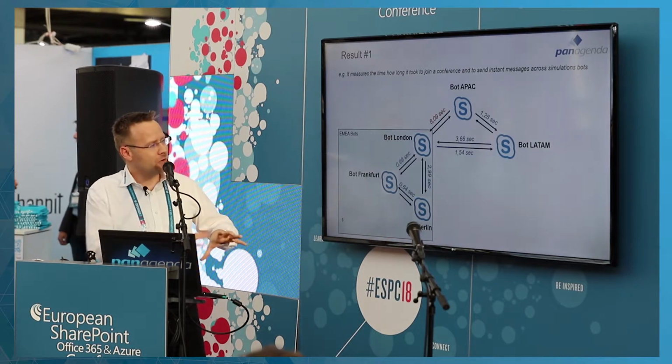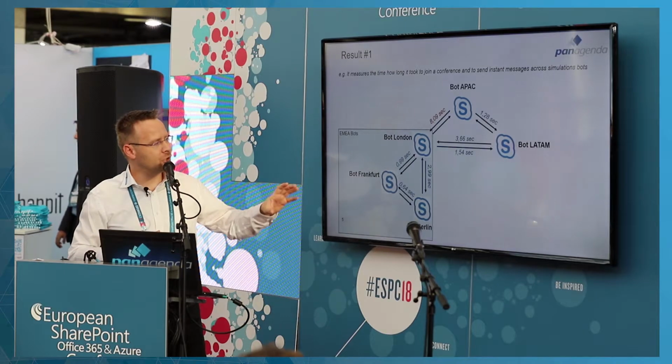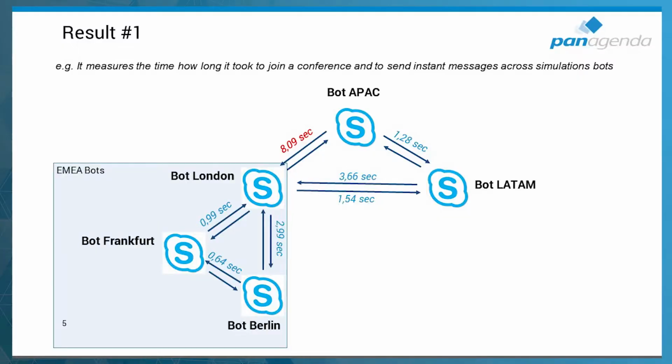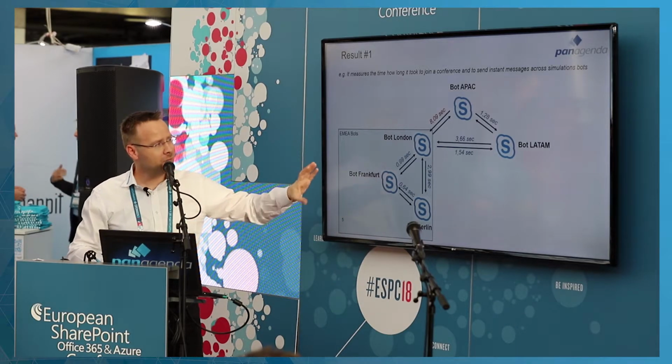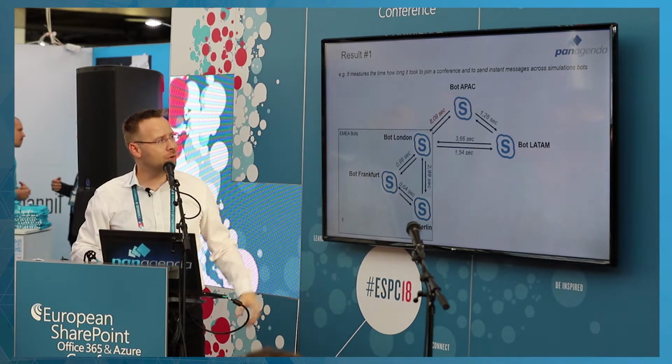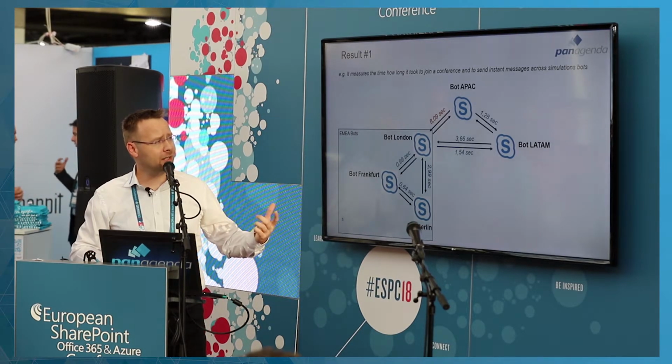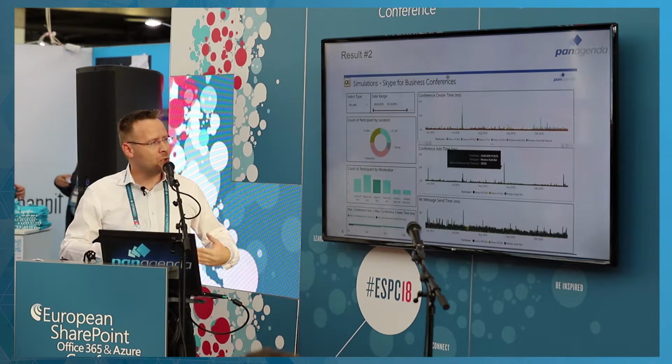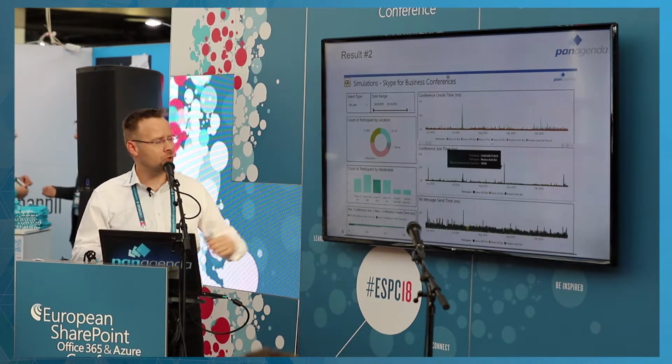To map it onto a theoretical picture, you can imagine individual bots doing their own conference simulations, and the output they deliver is different kinds of measurement results. For instance, for a conference between the London and the Frankfurt bot, it's pretty quick, 1 second for joining a conference, but for a user coming from APAC, it takes 8 seconds, so it takes ages more. This is a broad overview of what kind of data you can expect.